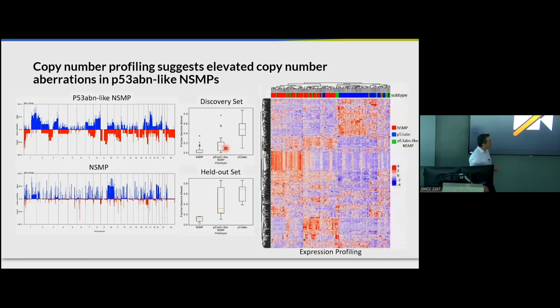The other question that we asked was, maybe what is happening is that these NSMP cases, at some point, acquire some of the P50 abnormal phenotype as they go forward. So we looked at gene expression profiles for these cases. The interesting thing is that I don't think that story holds true. We still need to investigate it further.